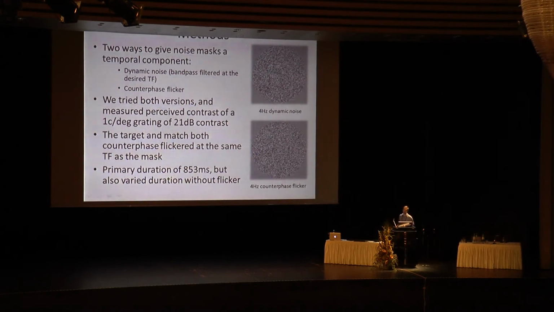The first way is to make the noise dynamic by bandpass filtering at a specific temporal frequency. So at the top there we have some 4 Hz dynamic noise, but the other thing you can do is just take a static sample of noise and counterphase flicker it, as in the bottom here. So I tried both versions of this, measuring perceived contrast for a 1 cycle per degree grating embedded in noise.